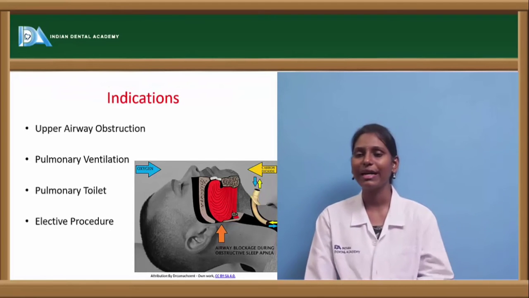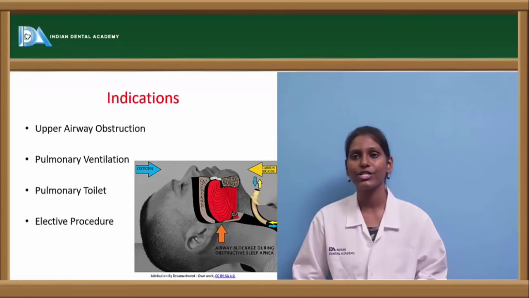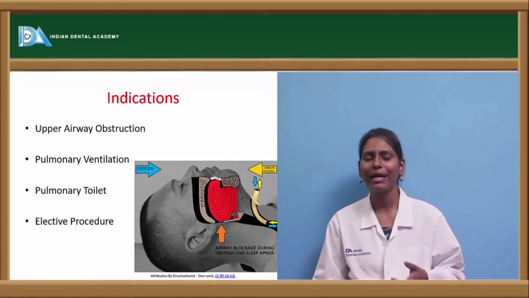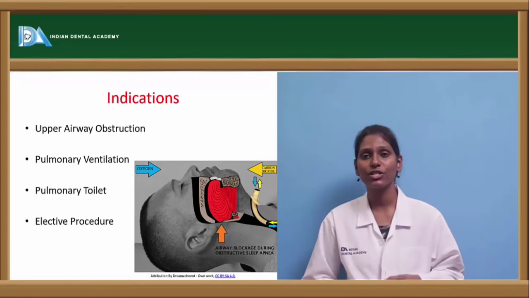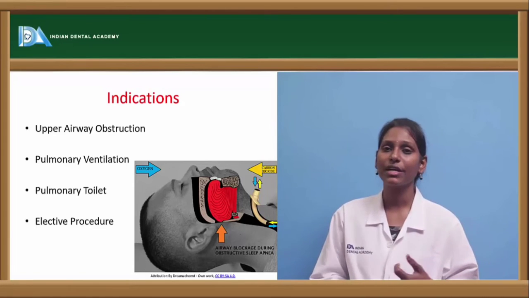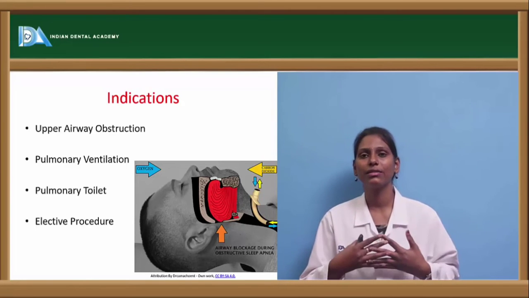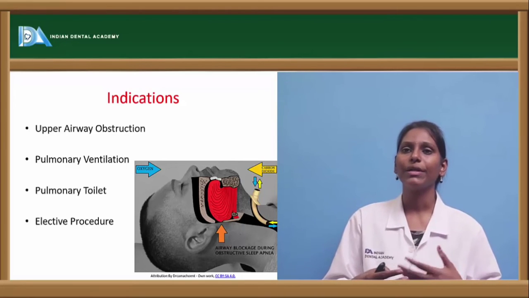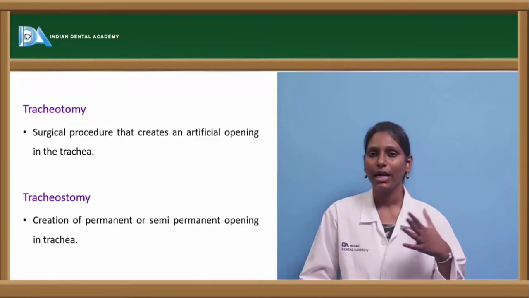It has a wide range of indications like upper airway obstruction, for pulmonary ventilation, for pulmonary toilet, and for elective procedures also we do this tracheostomy. Other clinical indications include paralysis of the respiratory muscles, a large tumor at the laryngeal region, and obstruction because of trauma where the patient is unconscious and cannot breathe on his own. If the ventilation process is being hampered, in those cases we go ahead with this tracheostomy.